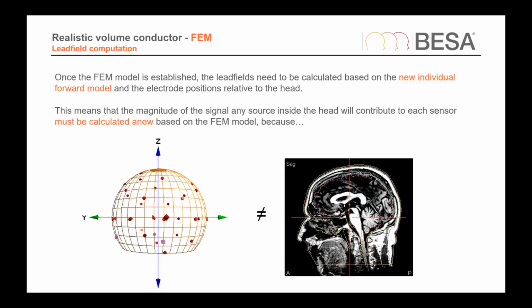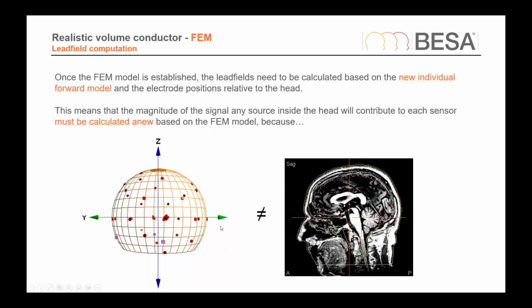One thing we need to do with the finite element model and also the boundary element model is calculate lead fields. Lead fields are the forward models answering the question: if this brain region is active, what will I measure on my sensors? To do this, we need a co-registration. We need to know where the sensors are with respect to this brain region. Then we can calculate these lead fields based on this finite element or boundary element model, and calculate the magnitude of the signal that any source inside the head will contribute to the sensor.